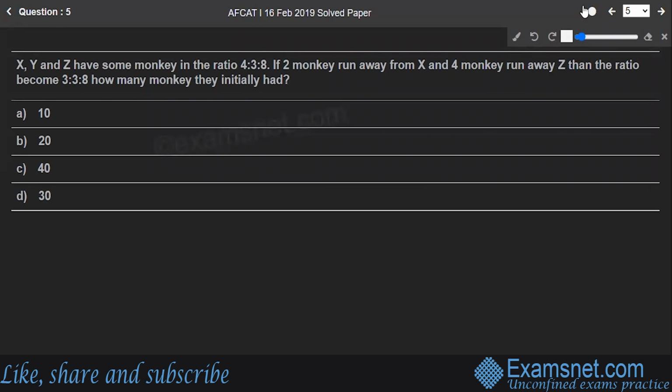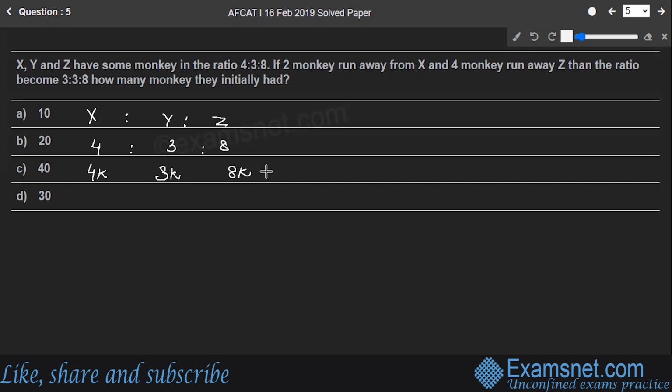Question number 5. It says X, Y, and Z have some monkeys in the ratio 4 is to 3 is to 8. If 2 monkeys ran away from X, 4 monkeys ran away from Z, then the ratio becomes 3 is to 3 is to 8. How many monkeys did they initially have? So let's analyze this. First of all, X, Y, and Z had the monkeys in the ratio 4 is to 3 is to 8. So I'm supposing the monkeys with X is 4K, Y is having 3K, and Z is having 8K monkeys, right?